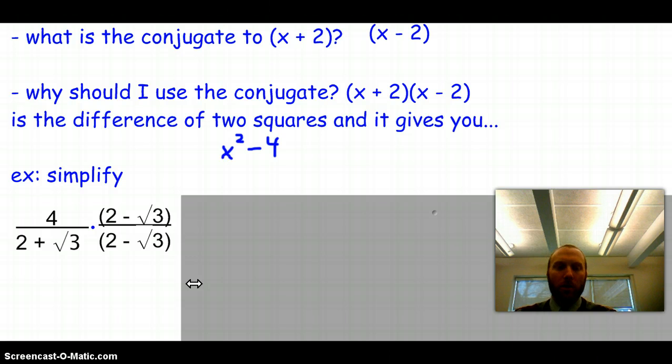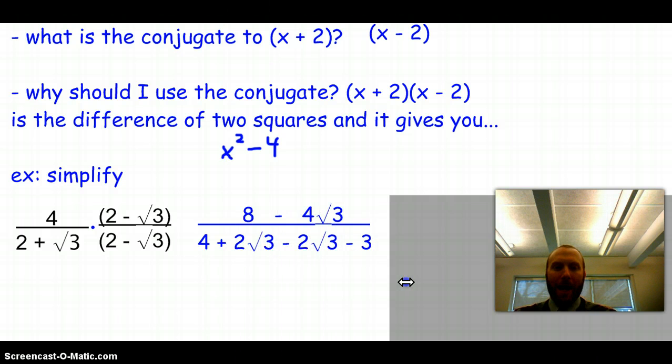Well, you distribute the numerator, 4 times 2 minus root 3, and that's going to give me in the numerator 8 minus 4 root 3. The denominator is binomial times binomial, so I did FOIL here. First is 4. Outer is negative 2 root 3. Inner is positive 2 root 3. And last is root 3 times root 3, which is 3, but it's a positive times a negative, which is negative.